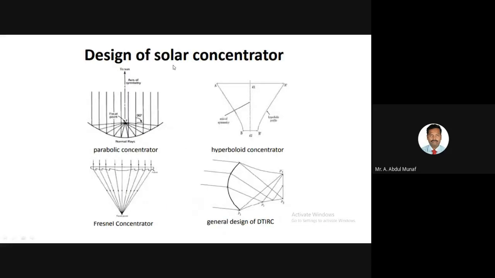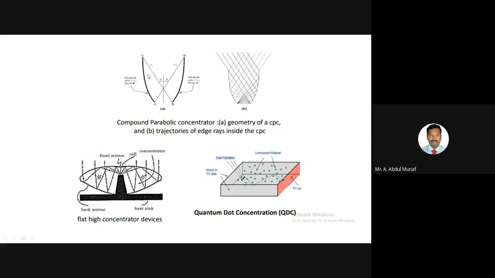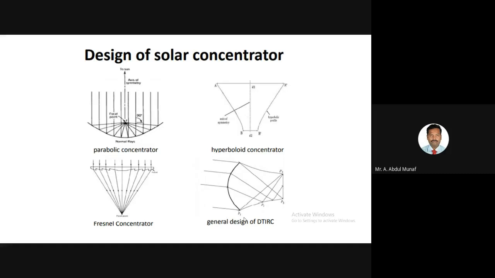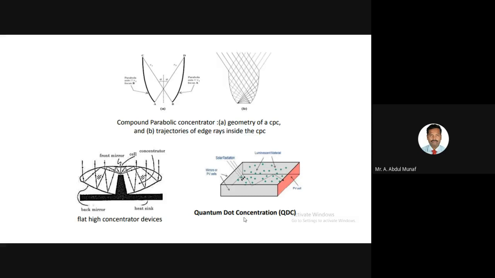and here we are having different types of solar concentrator. This one is a parabolic type, and this one is a hyperboloid concentrator, Fresnel concentrator, general design of this one is also one type of concentrator. எல்லாம் பாருங்க டிஃப்ரெண்ட்டாக இருக்குது. இது பேரபோலாவாக, இது ஹைப்பர்போலாவாக, இது ஃப்ரெஸ்னலாக, இது ஜென்ரல் டிசைனாக இருக்குது. இது காம்பவுண்ட், நம்ம படித்தோம்ல காம்பவுண்ட் பேரபோலா டைப் கான்சன்ட்ரேட்டர். சரியா? அடுத்து இது ஃப்ளாட் ஹை கான்சன்ட்ரேட்டர், இது குவாண்டம் டாட் கான்சன்ட்ரேட்டர்னு சொல்கிறாங்க. நம்ம மெயினாக படிக்க வேண்டியது பேரபோலா தான், அதான் சிலபஸில் இருக்கு. பேரபோலாவும் ஃப்ளாட் டைப்பும் படிச்சுக்கிட்டு இருக்கோம்.